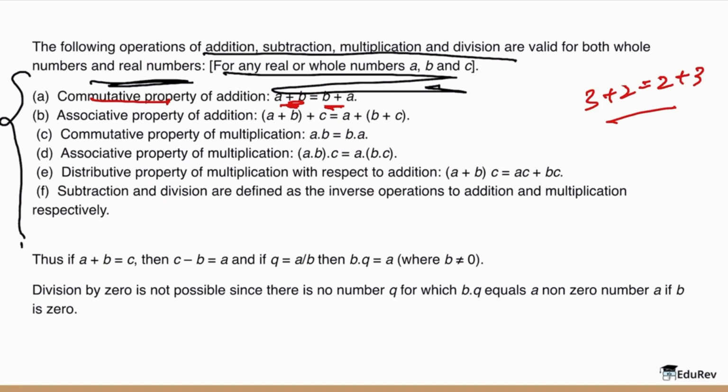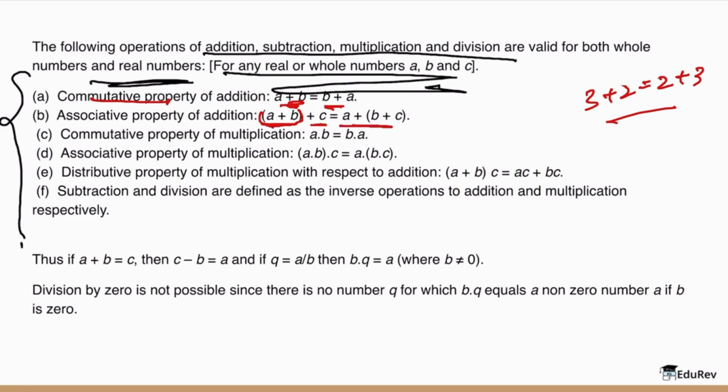Similarly, when I say associative property of addition, you are saying that A added with B, when I do initially, this bracket means that first of all, you're doing A plus B. And then you're adding C to the addition of A plus B. So I can say it like that as well.